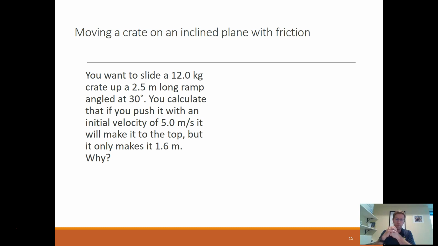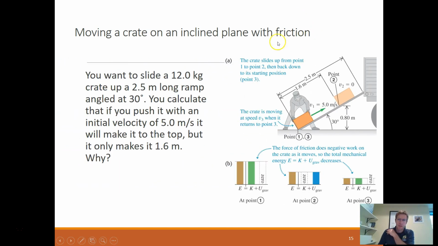You push it with that and you find out, oh man, bummer, it didn't make it all the way to the top. It only made it 1.6 meters up. What's the deal? Well, what do you think? Why did it not make it all the way? Well, as the question implies, and you probably figured out, you would have friction at play, and the friction would slow it down, taking away energy. So while you calculated the exact amount of energy needed to get it to the top, you assumed that it was frictionless. As I mentioned, there's nothing in here about friction.